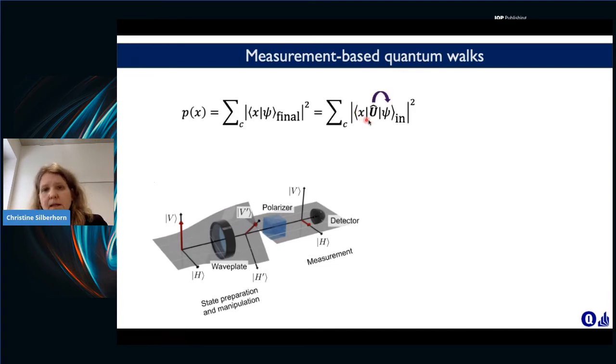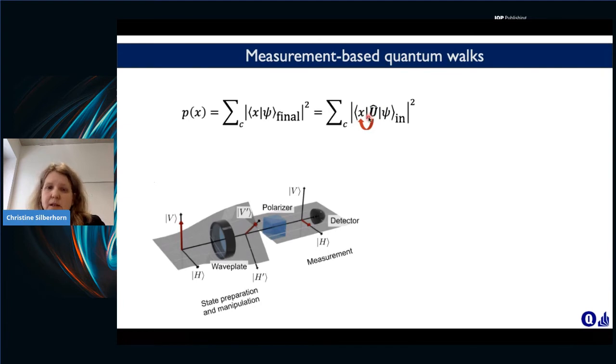Now, what that means is our unitary operator operates on the input state. Now, if you look at that formula, you can equivalently also say, why do we have to operate on the input state? We can equivalently also just operate on the output state.